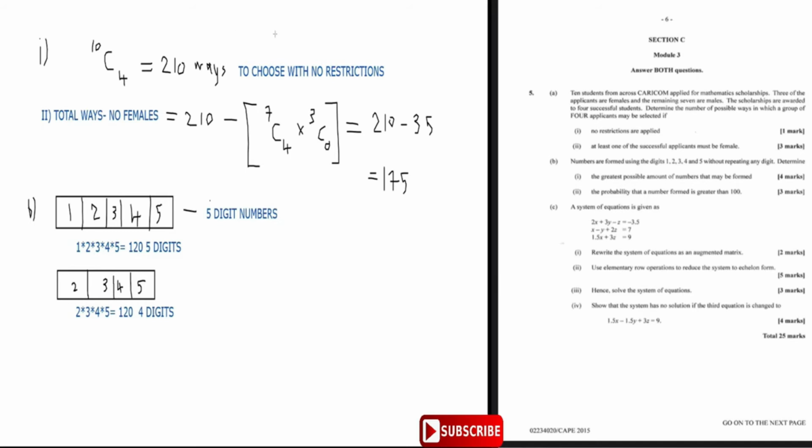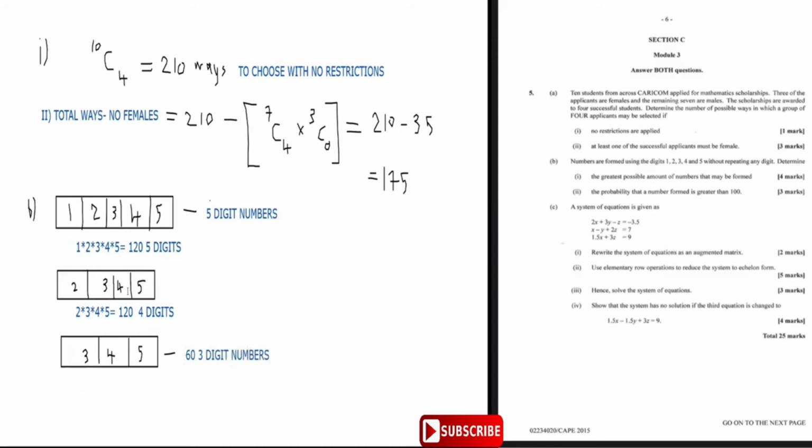So the amount of 3-digit numbers, remembering we are using numbers 1 to 5. The amount of 3-digit numbers that can be formed would be 5 numbers can go at the start, 4, 3. So now I multiply them, that's 60. So there are 60 3-digit numbers that can be formed.